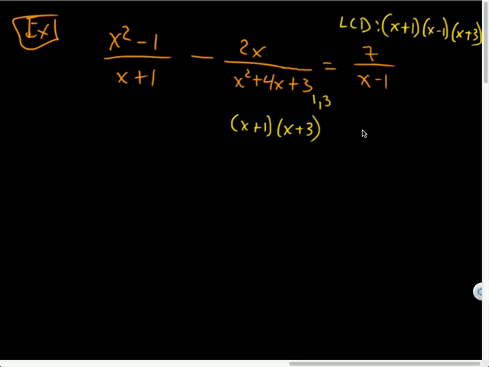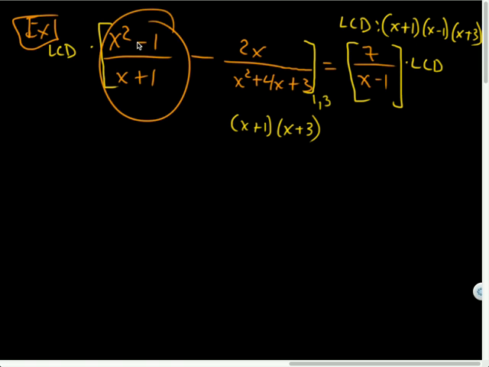So I'm not multiplying each fraction by the part of the LCD it's missing. I'm not multiplying top and bottom by LCD. I'm multiplying both sides by the LCD. All right, right? So here we go. Multiply both sides by the LCD.